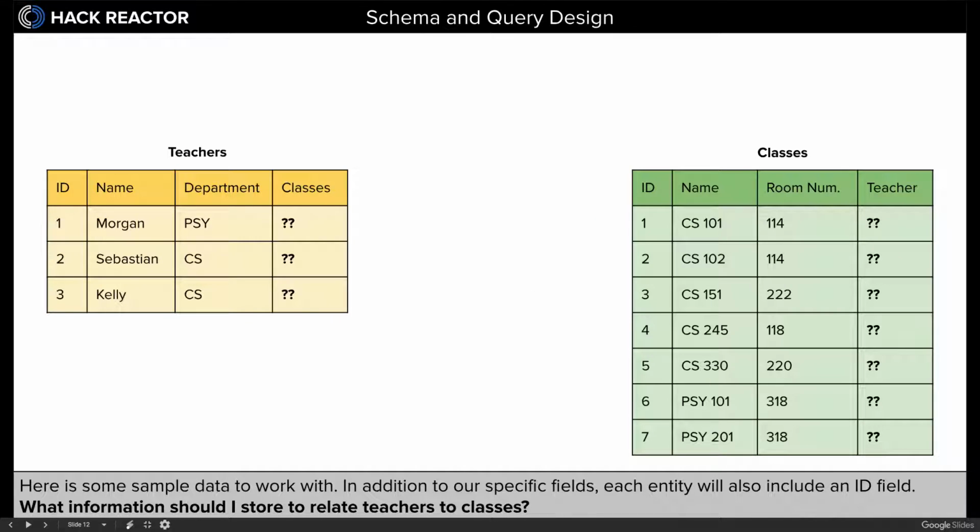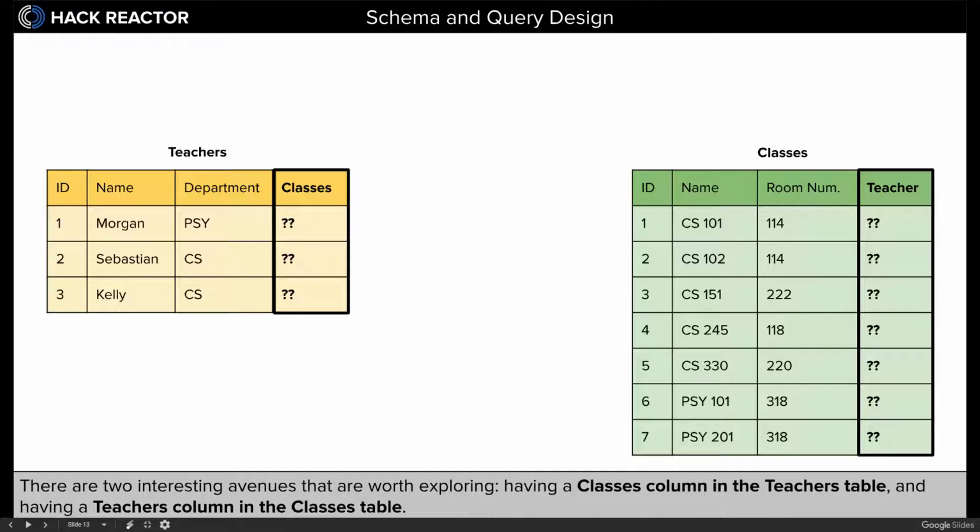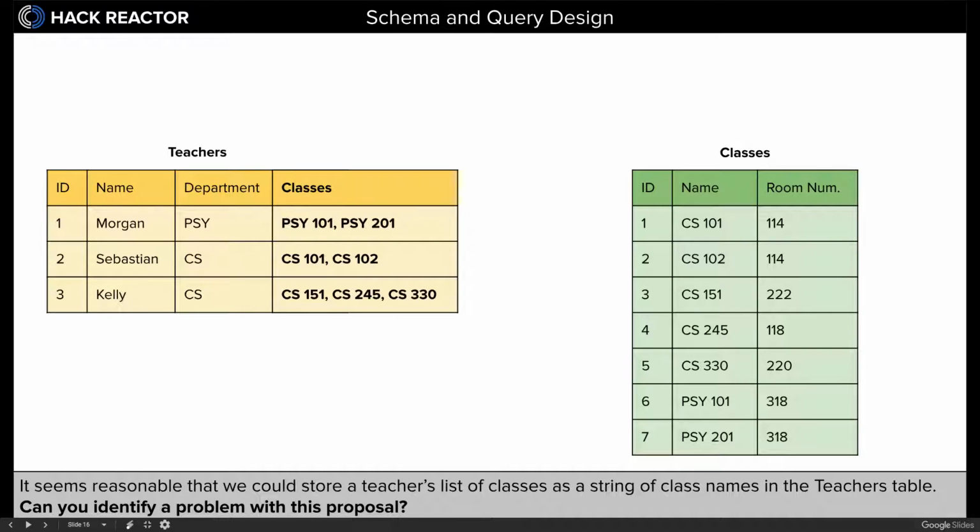And so here's a breakdown of what both of the tables would look like side by side. And in addition to our specific fields, each entity will also include an ID field. And what information should I store to relate these one teachers to the many classes? Yes, exactly. That's the correct answer that I was looking for.